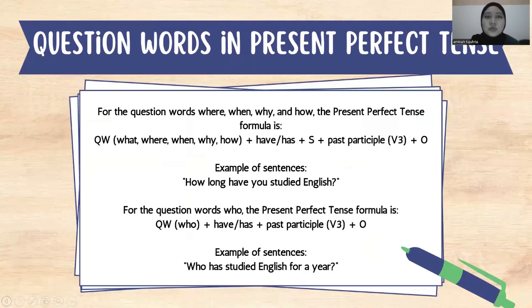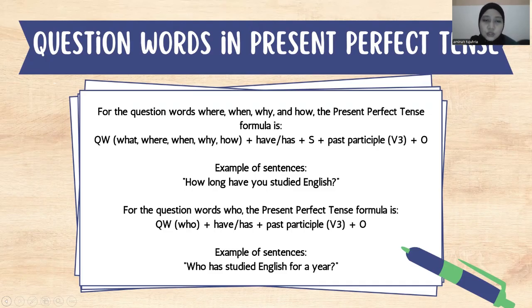Next, question words in present perfect tense. For the question words what, where, when, why, and how, the present perfect tense formula is what, where, when, why, how plus have or has plus subject plus past participle or verb 3 plus object. For the example, how long have you studied English?